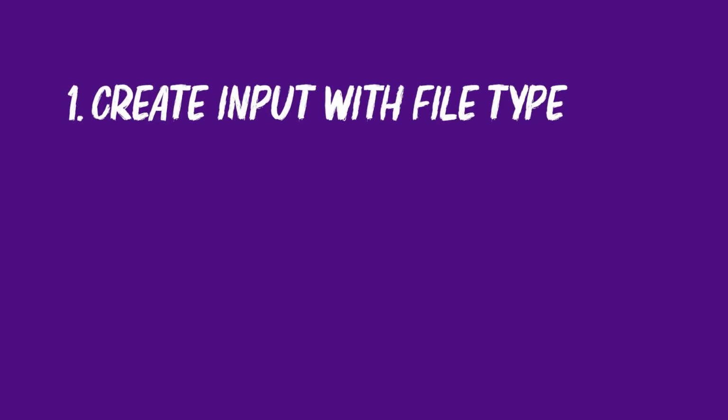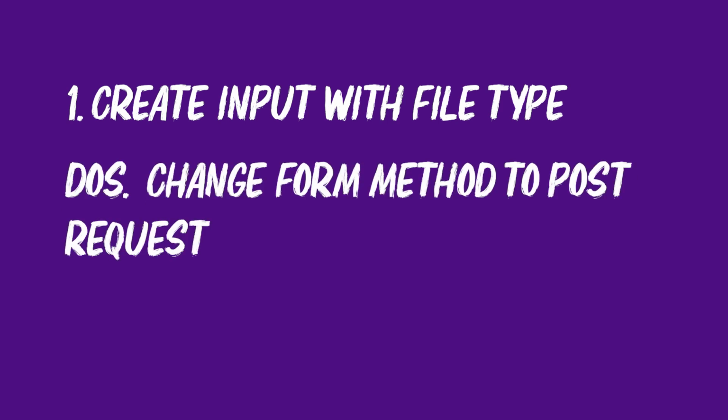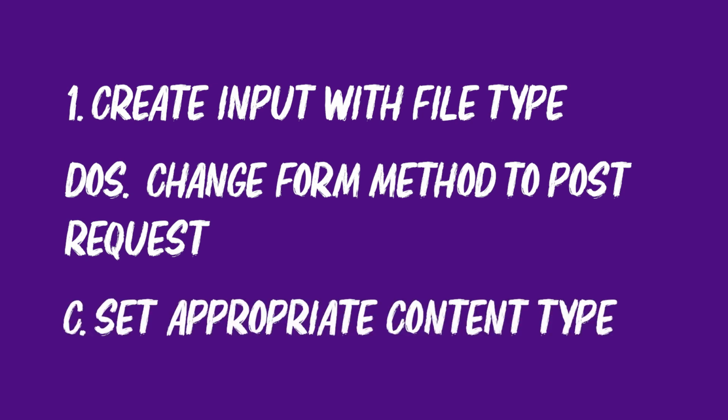But for now, let's just recap. In order to send files with HTML, we need to do 3 things. 1, we need to create an input with the type of file so that we can actually have access to the file system. 2, we need to change the form's method to a post request so that we can send the file within the contents of the request body. And 3, we need to set the appropriate content type for the request, which is multipart/form-data. And we do that with the enctype attribute on the form element. With all that in place, we can upload files using HTML.